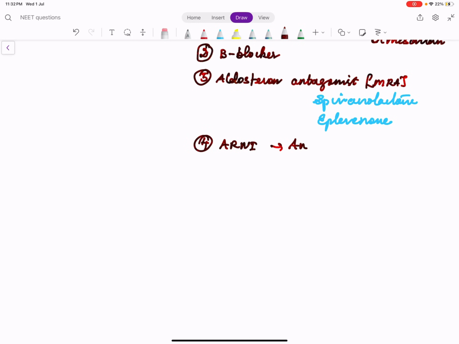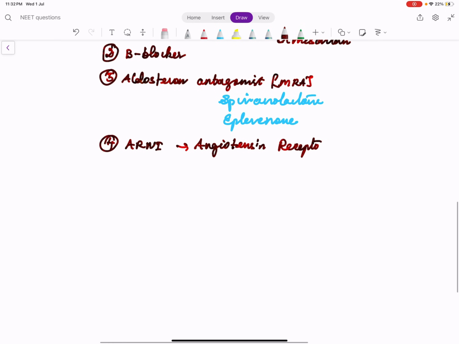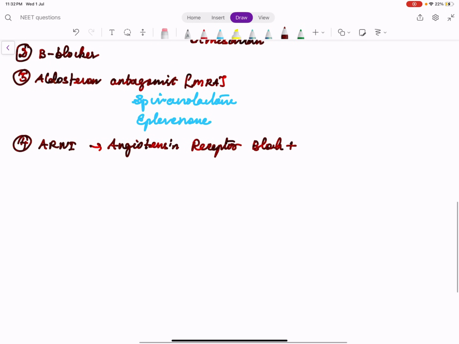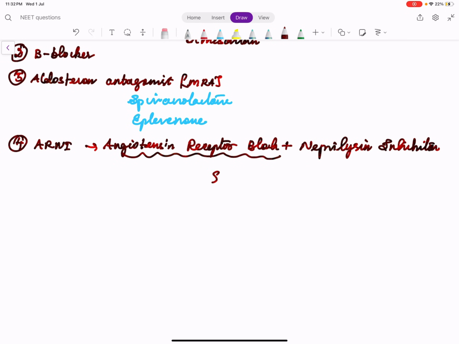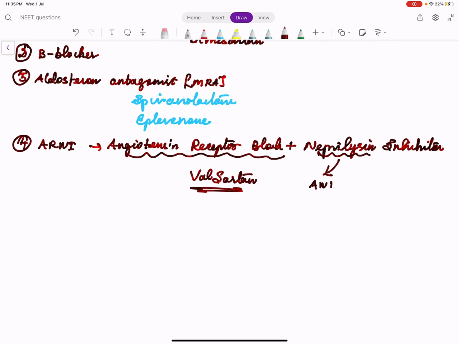ARNI stands for angiotensin receptor blocker plus neprilysin inhibitor. I already told you any angiotensin receptor blocker ends with the term sartan. I will take one example, valsartan. Neprilysin is a substance which breaks down the ANP, atrial natriuretic peptide.